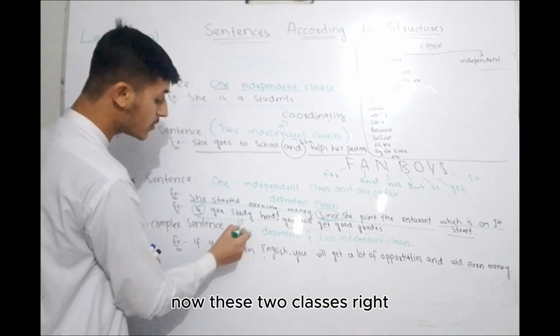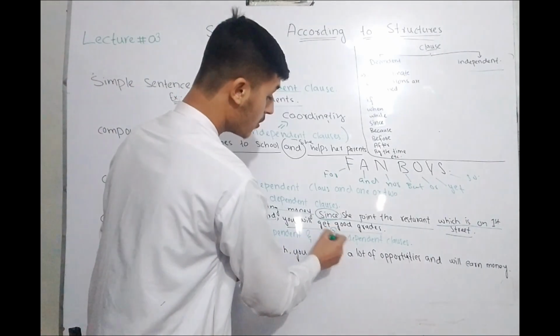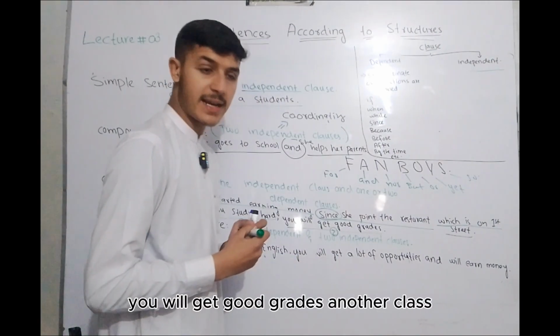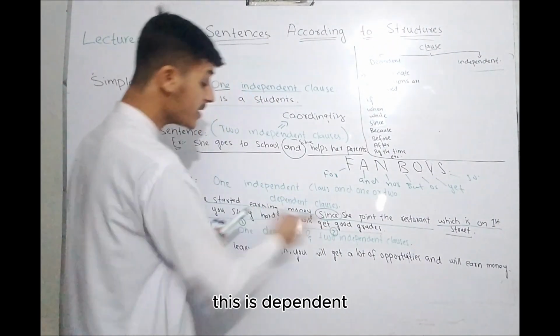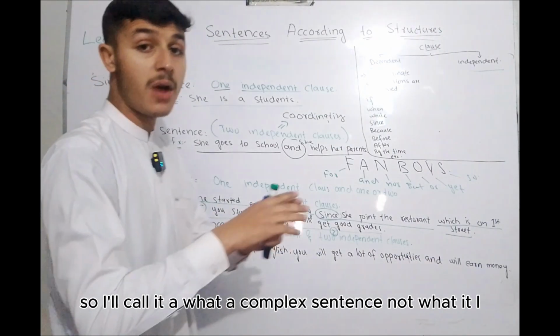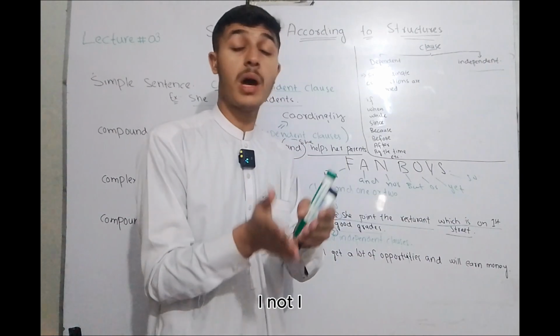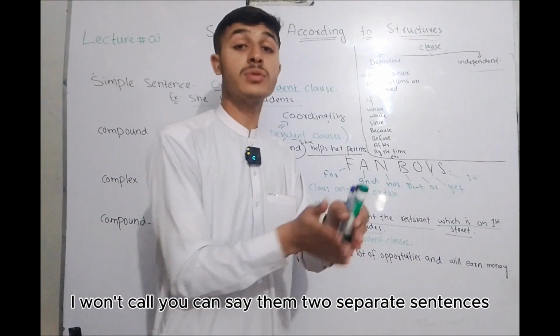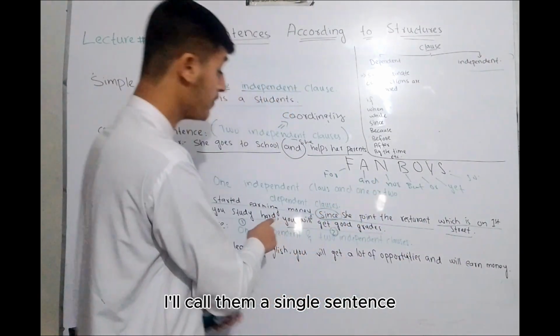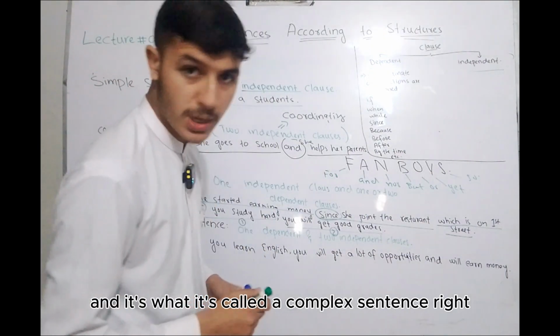Now, these two clauses, look, if you study hard, one clause, you will get good grades, another clause. This is dependent, this is independent, right? So I'll call it a what? A complex sentence. I won't call them two separate sentences. I'll call them a single sentence, and it's called a complex sentence, right?